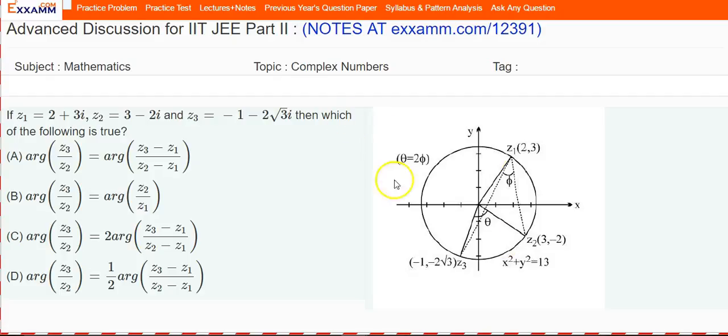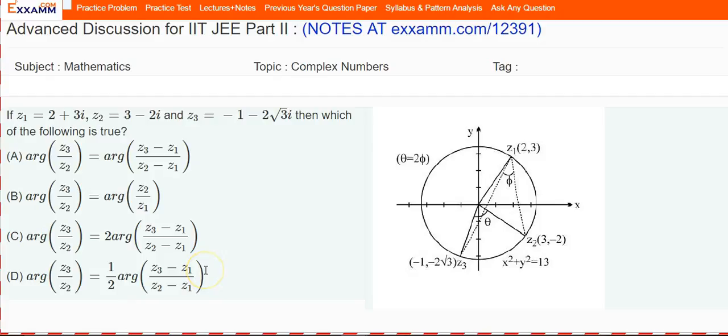If z1, z2, z3 are given as 3 points, then we can use the rotation formula. If the angle between them is say phi, then what do we get? Argument of (z2 minus z1) divided by (z3 minus z1) is equal to phi, nothing more. And how do we get to prove this kind of relationship?